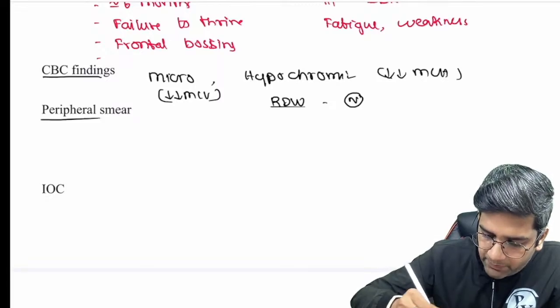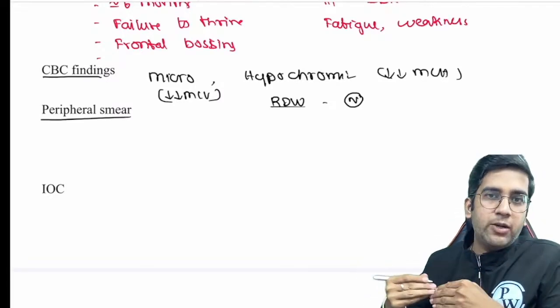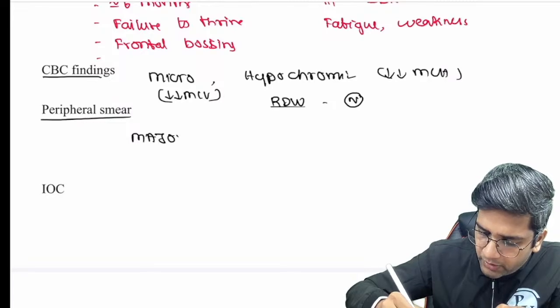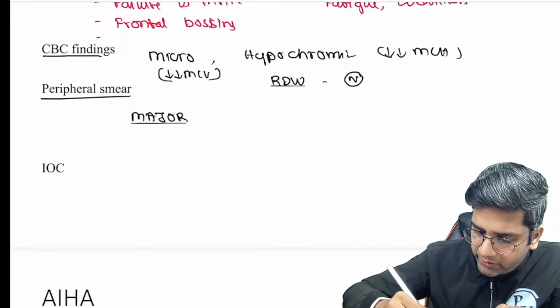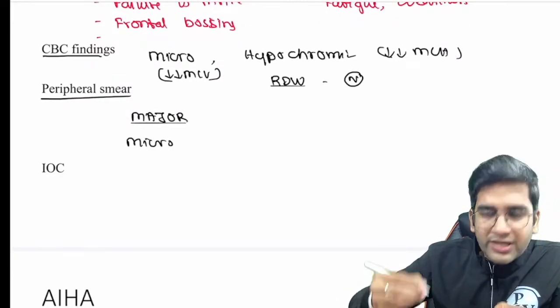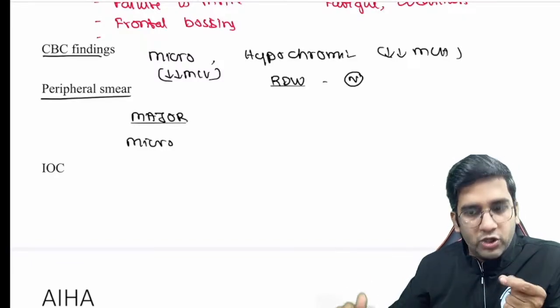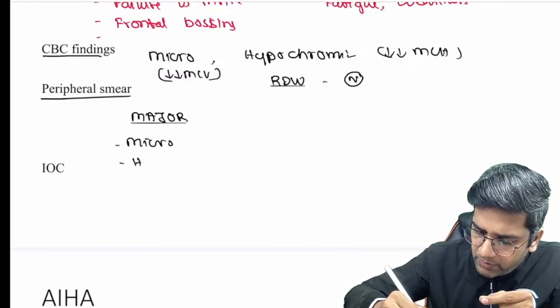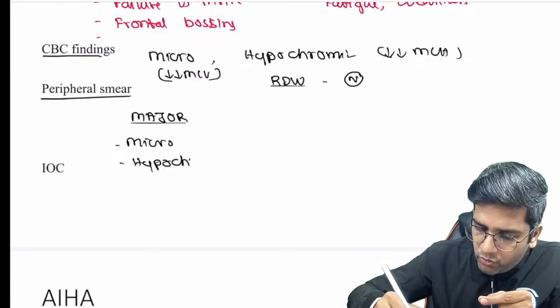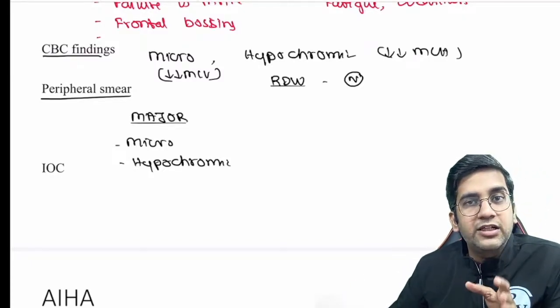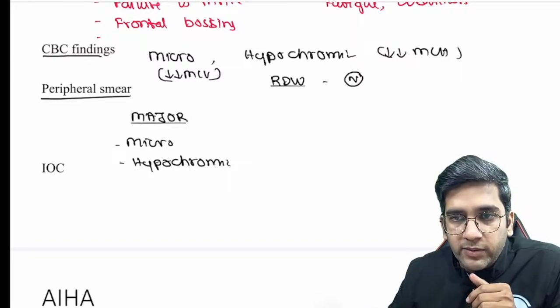Let's come to peripheral smear. Here you can elaborate a bit. Again, I'm going to divide them as major and minor. For major, I'll have microcytes. You can write how I call it a microcyte. If it's smaller than the nucleus of a small lymphocyte, we call it a microcyte. You can write it'll be hypochromic. Again, if you want to mention, write why it's hypochromic. If more than 1/3 of the RBC is pale, we call it hypochromic. Fine.